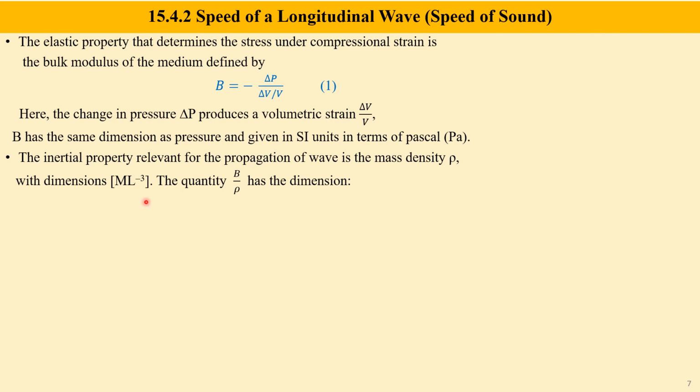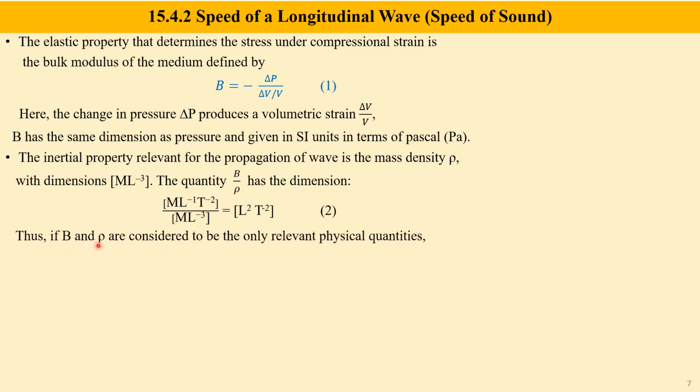The quantity B by rho has the dimensions ML to the power of minus 1 T to the power of minus 2 divided by ML to the power of minus 3. So the dimensions of rho are ML to the power of minus 3 and the dimensions of B are ML to the power of minus 1 T to the power of minus 2. Simplifying this ratio, we get the value of B by rho as L square into T to the power of minus 2. Let it be equation 2.